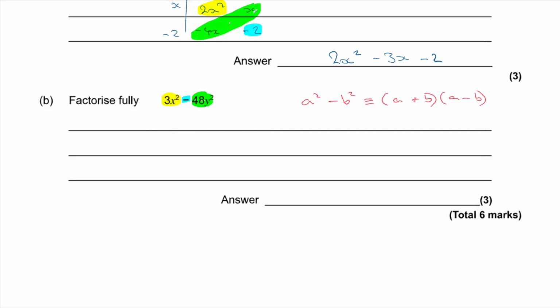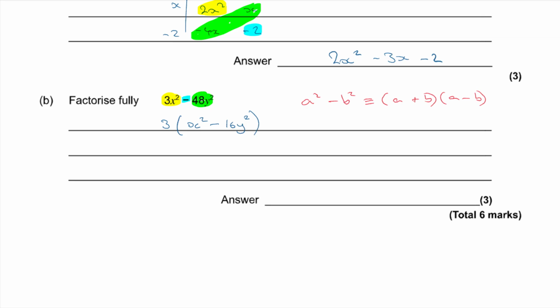But before I do that, I've noticed that 3 and 48 have got a common factor. So I'm going to factorise those out first, and it should make finding the difference of two squares a little bit more simple. So if I factorise the 3 out first, I'm going to get 3 lots of x squared minus, 3's into 48 goes 16 times, so I'm going to get x squared minus 16y squared.